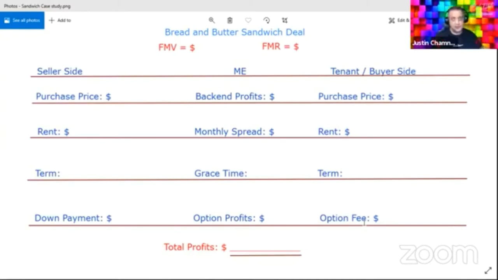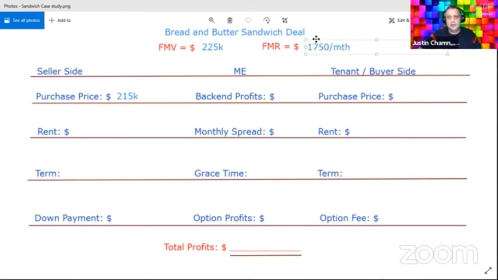Let's talk about the numbers. Let's put some numbers in here on the seller side, because this is the deal I was able to negotiate with the homeowner. Oh, I'm sorry. Fair market value goes up here at the top. It's worth $225,000. And the fair market rent for that neighborhood is $1,750 per month.